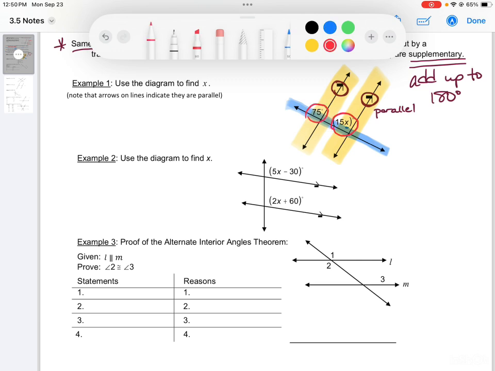75 right here and 15x, they're actually on the same side of the transversal. Now, are they both interior? No. Are they both exterior? No. This is interior. This is technically exterior, but they're in the same position as each other if you look at those two intersections. And because they're in the same position as each other, we would call those corresponding angles.